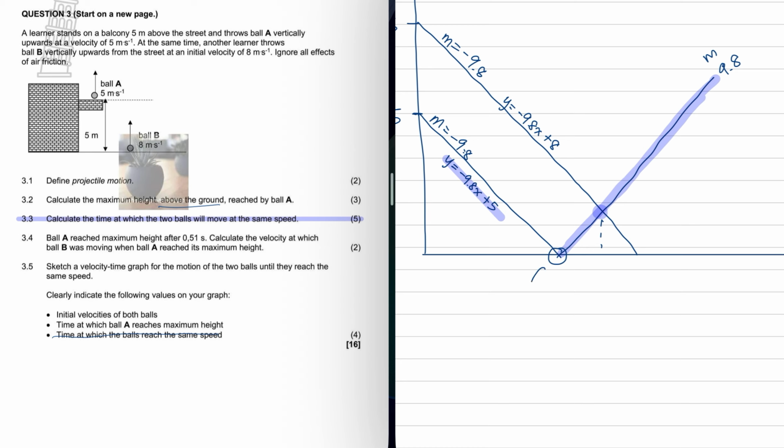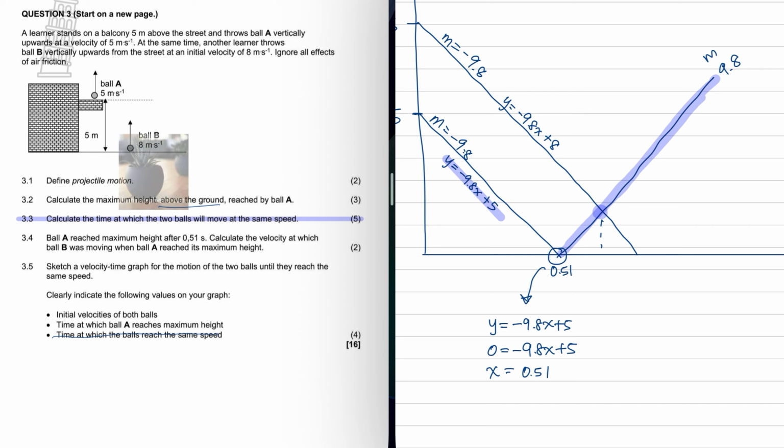So to work out this point, we're going to say y is equal to minus 9.8x plus 5. Since it is the x-intercept, you make y 0. So 0 is equal to minus 9.8x plus 5. You get x is equal to 0.51. So this is 0.51. In other words, after 0.51 seconds, A reaches maximum height, or it stops at its max height.